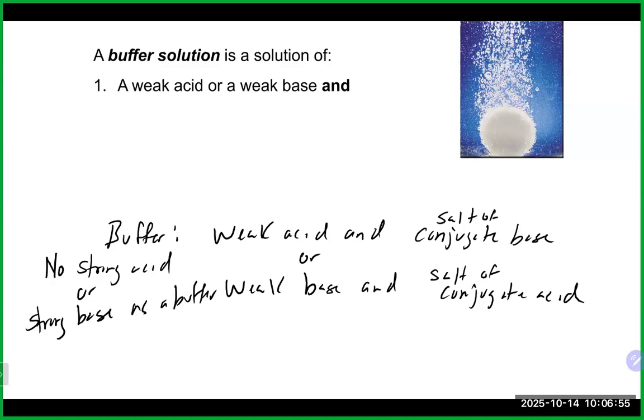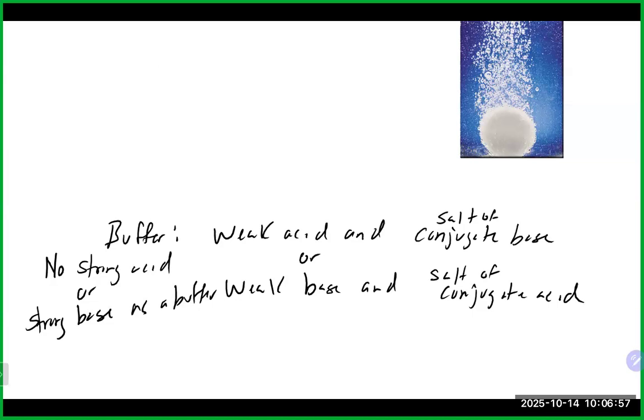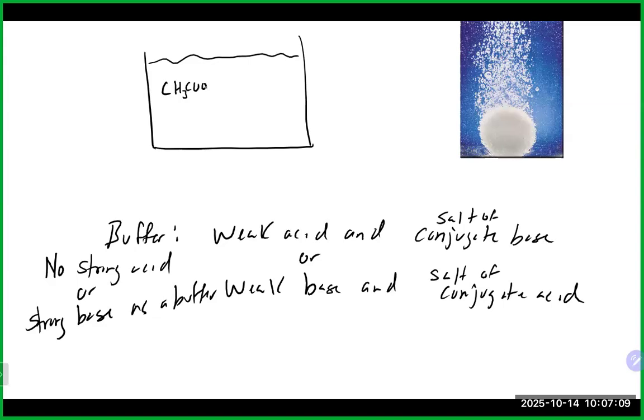So in order for a buffer to work, you need to have a weak acid or a weak base. For example, we'll go with acetic acid here. Because you have this weak acid, it is actually going to be the one that sets up this equilibrium in solution, right?